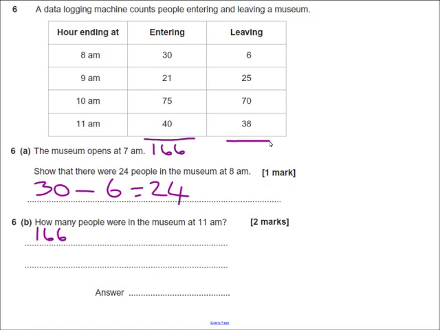Then we need to add up everybody that left. So 6 plus 25 plus 70 plus 38 gives me, on my calculator, 139. So now, to work out how many people are left in the museum, 166 minus the 139 means there are 27 people left. And that's worth 2 marks.